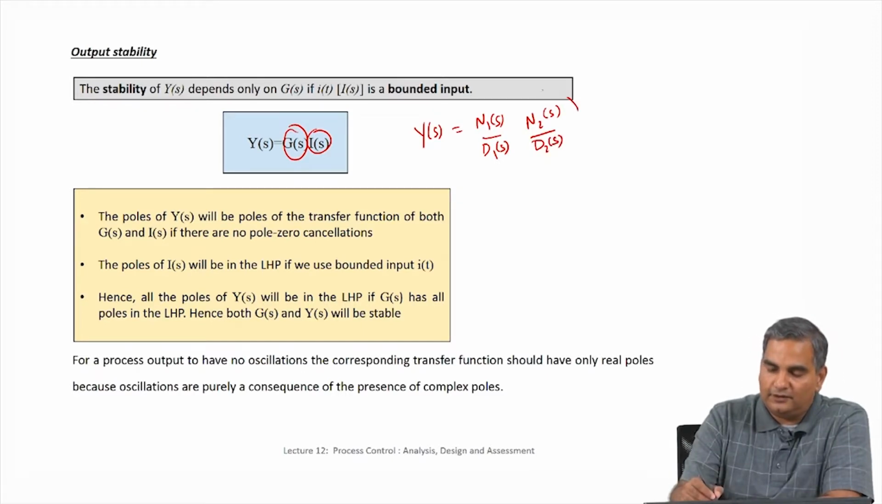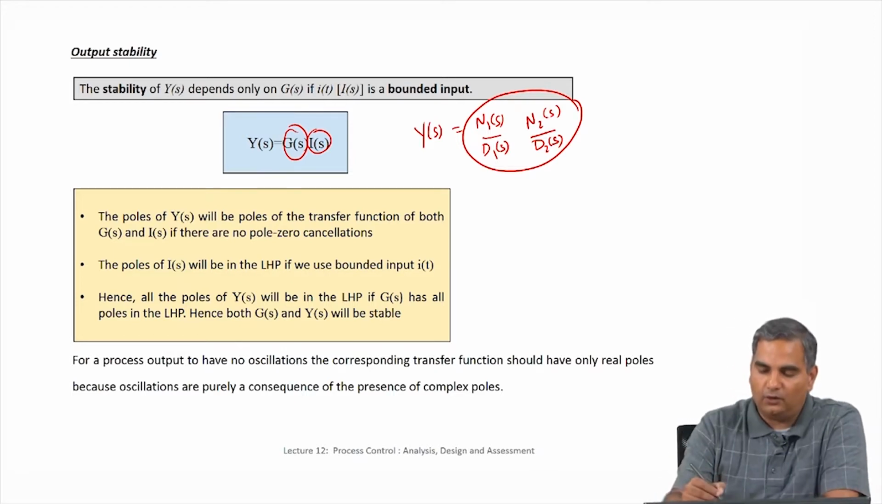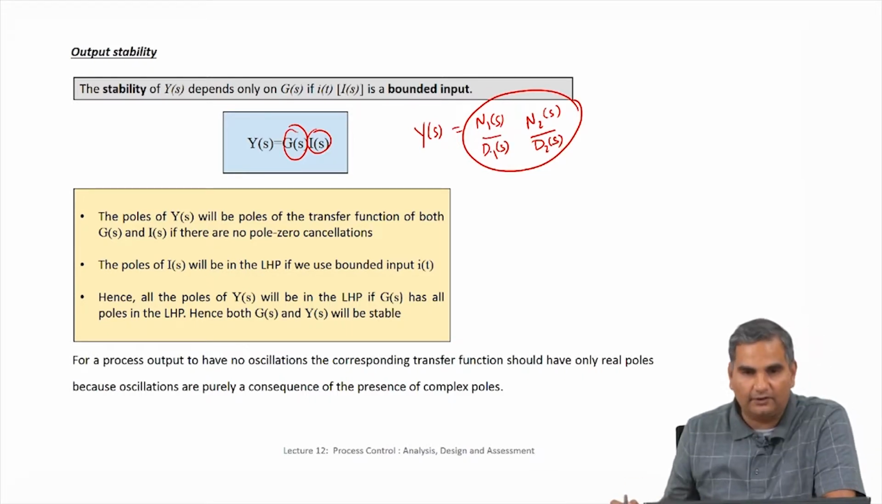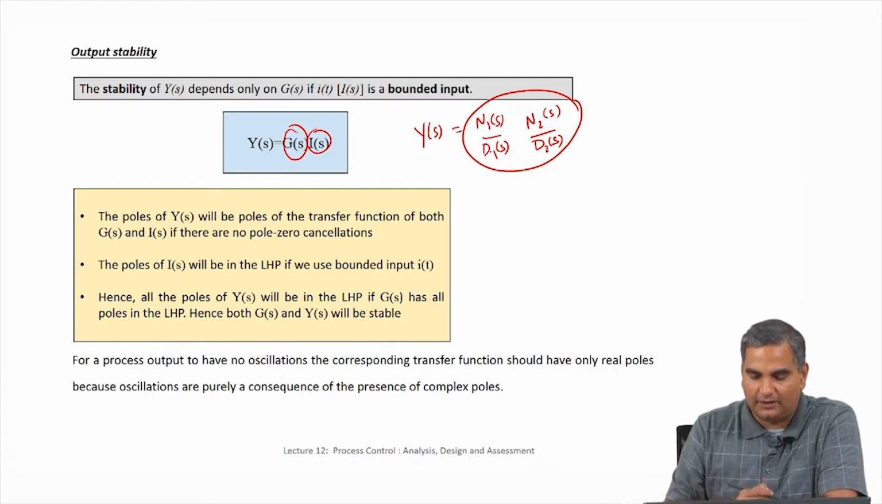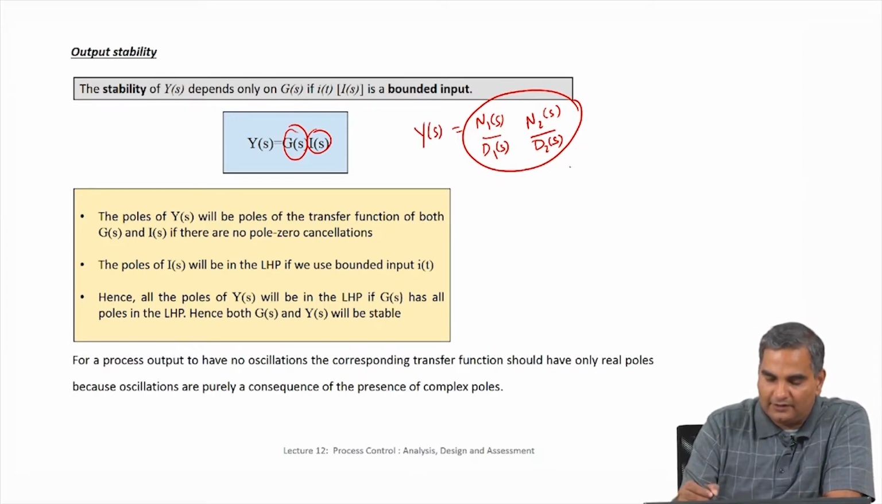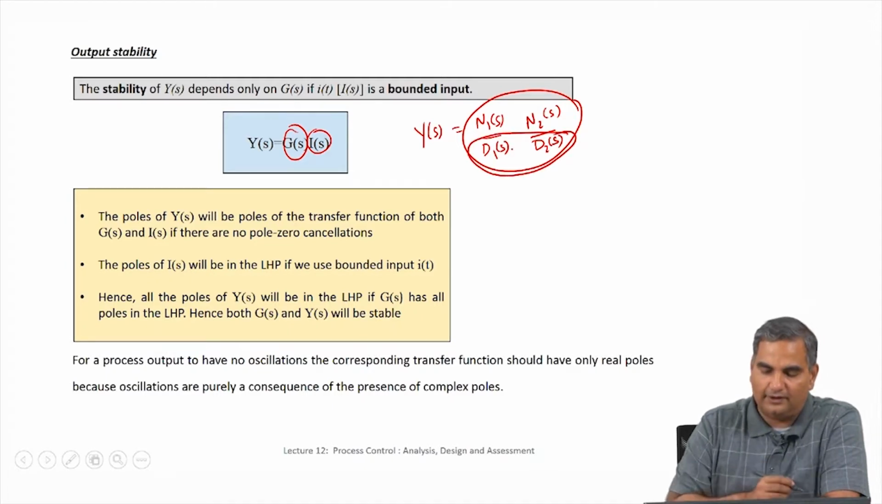Now, if you think of this itself as a whole Y of s transfer function, as long as there are no cancellations in terms of roots between N1(s) and D2(s) or N2(s) and D1(s), if there are no pole-zero cancellations as they call it, then the roots of this transfer function will be a collection of roots of D1(s) and D2(s).